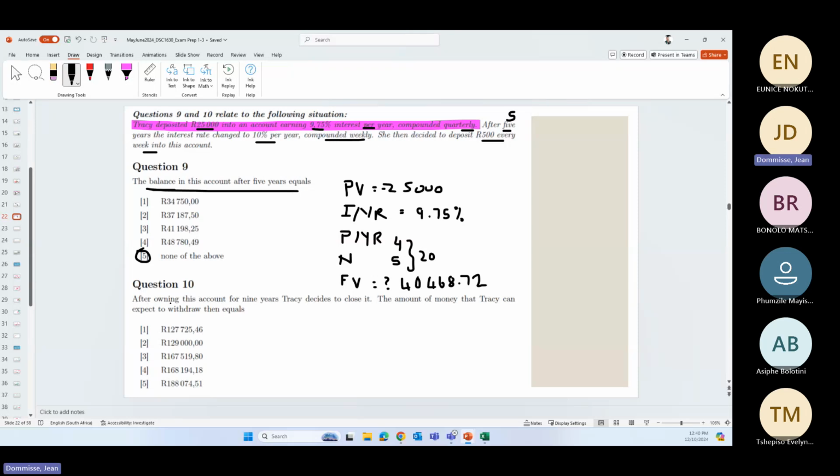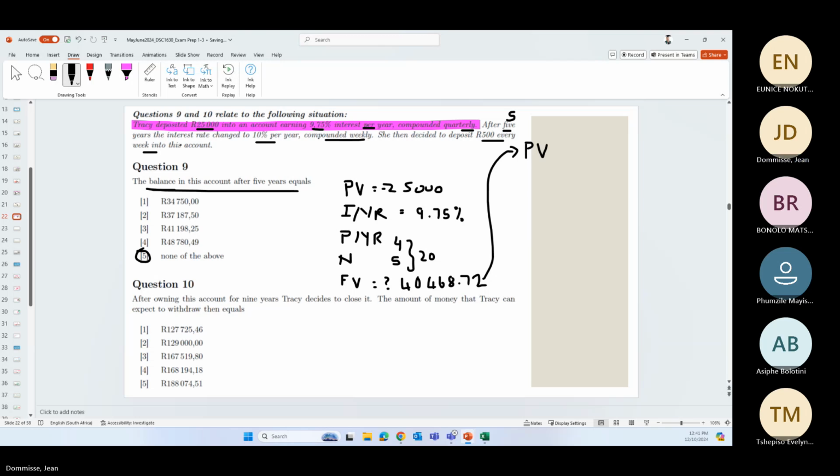Then they say, after owning this account for 9 years, Tracy decides to close it. The amount of money that Tracy can expect to withdraw then equals to. Okay, so what we need to now do is there's now two components. So this one continues. After 5 years, the interest rate changes, and it's 10% per year compounded weekly. So this now is our new present value.